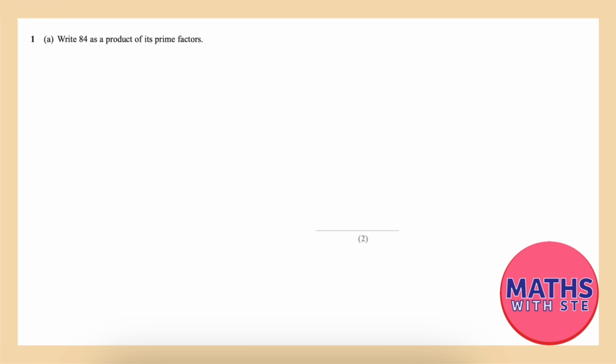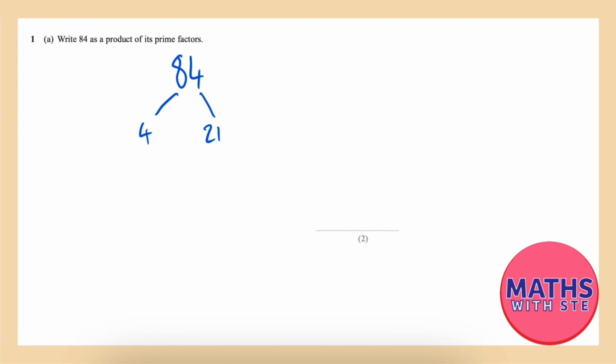So I'm just going to write 84 there. And from there, I want to pull out two branches, so I'm just going to put two lines. And I want to find a factor pair of 84. It can be any factor pair you want. Something that jumps straight out to me is that 4 goes into it. But how many times does 4 go into 84? Well, 4 goes into 84 21 times.